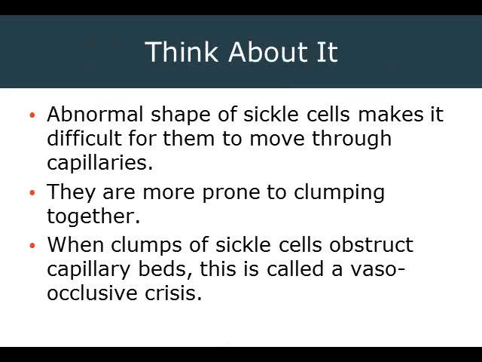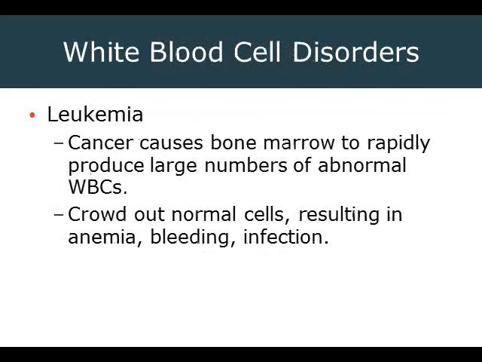Their odd shape makes it kind of difficult for them to move through the capillaries. I guess if they went through on their axis lengthwise, they would probably move through pretty easily. However, it's when they have to try to bend in order to get through there that they become a major issue. And then when we have a sickle cell clump that obstructs our capillary bed, that's referred to as a vaso-occlusive crisis. That causes hypoxia and can lead all the way up to an infarct.